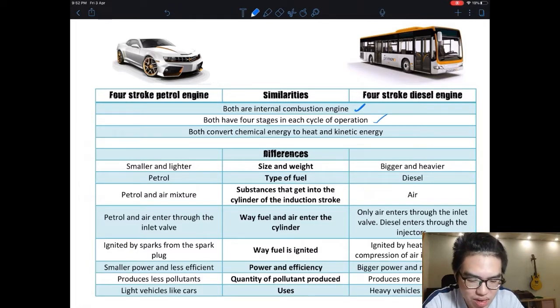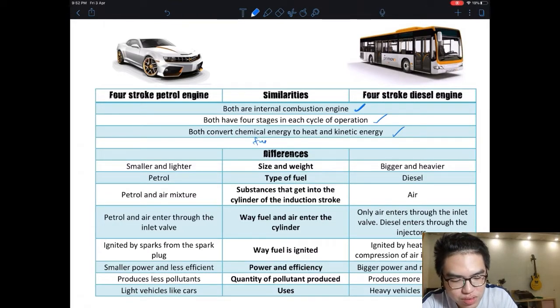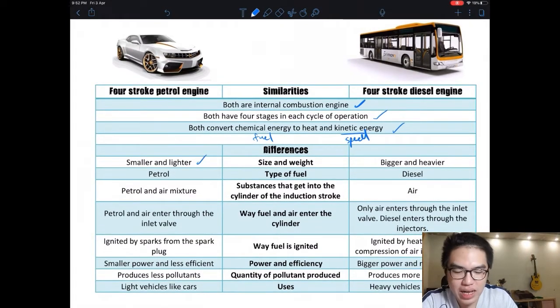They convert chemical energy, which is your fuel, petrol or diesel, into kinetic energy, which is speed, to move your car. Differences: size and weight. This one is small and light, that's why cars use it. This one is big and heavy, that's why lorries use it.